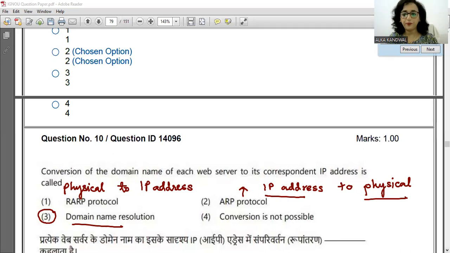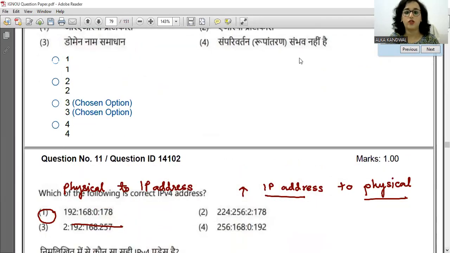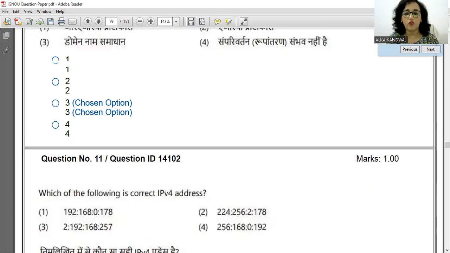Is it fine? So let us move ahead and let us see the next question. What is there in the store for us?